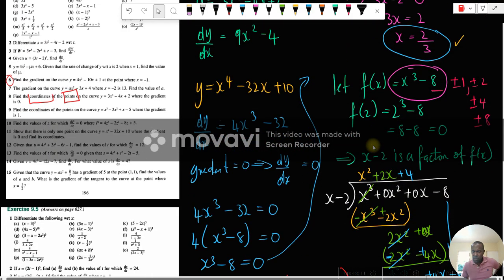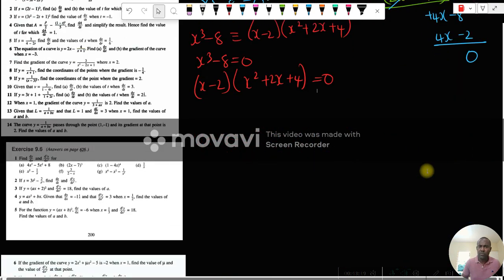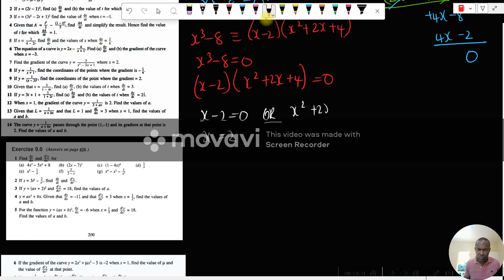See it right here? f of 2 equals 0, which means that x minus 2 is a factor, which means x equals 2 is a root. But we can just do it again, just for emphasis. So x minus 2 equals 0, so x equals 2. Or x squared plus 2x plus 4 equals 0.